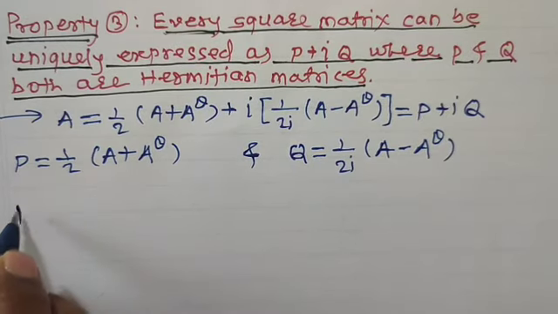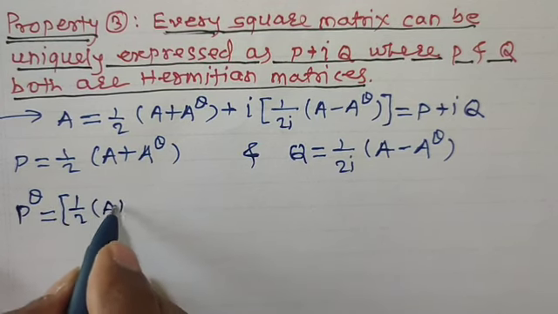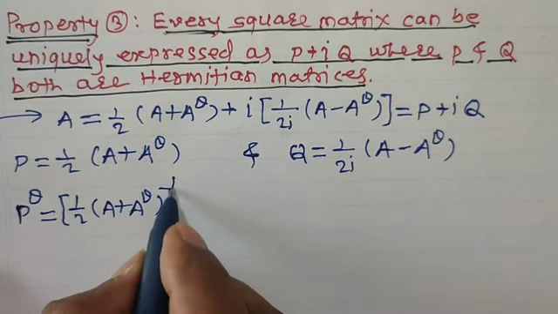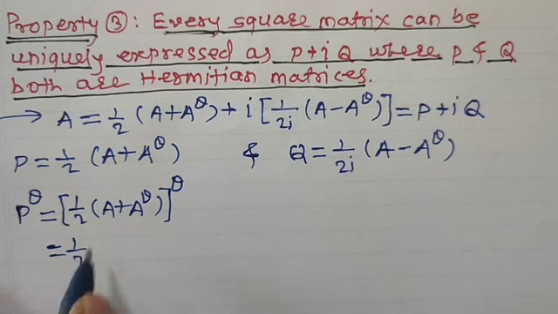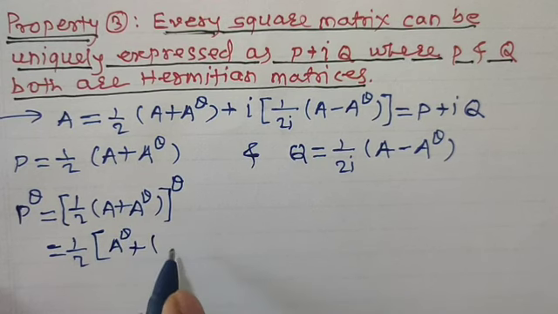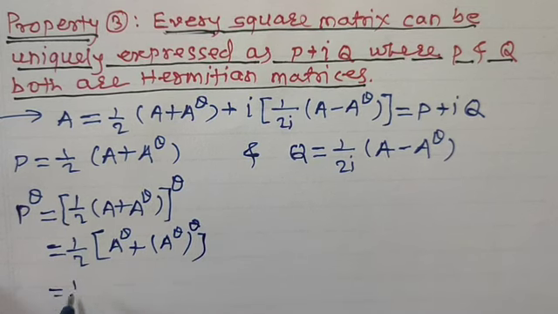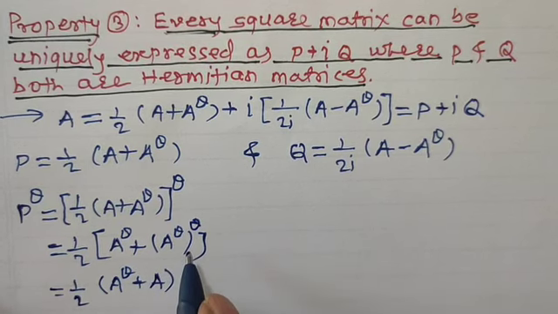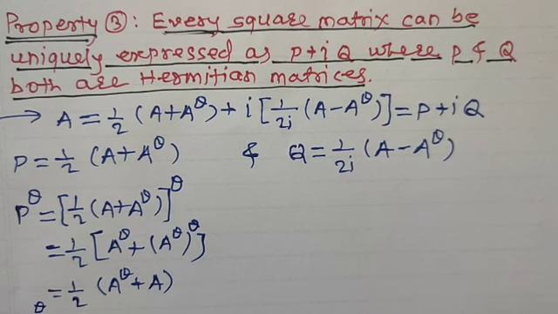Let us find P theta. P theta is equal to conjugate transpose of P, is equal to 1 upon 2, A plus conjugate transpose of A, again its conjugate transpose. 1 upon 2 is constant coefficient, so you can take this outside. 1 upon 2, then A plus A theta, its conjugate transpose will be A theta plus conjugate transpose of A theta, and this is equal to half of A theta plus A. Double conjugate means original matrix, A theta theta is equal to A, and this is what P. We have proved P theta is equal to P.